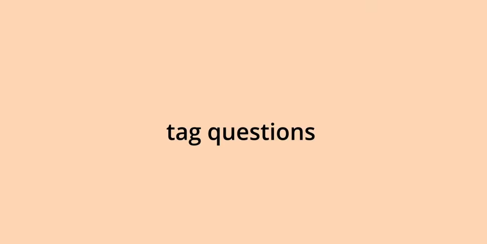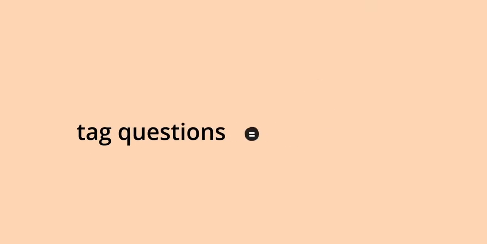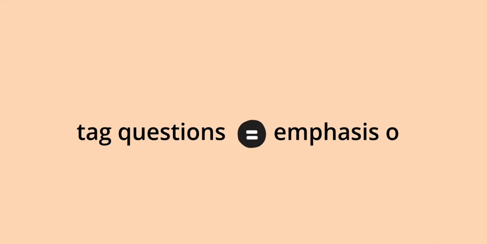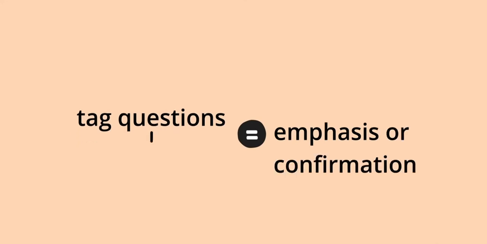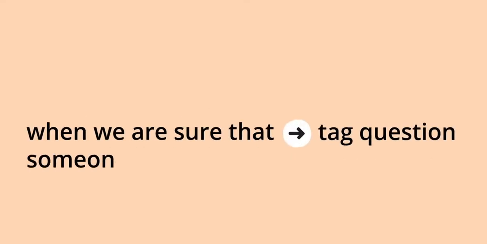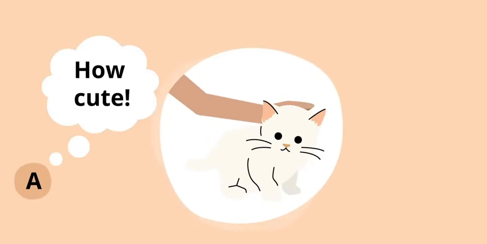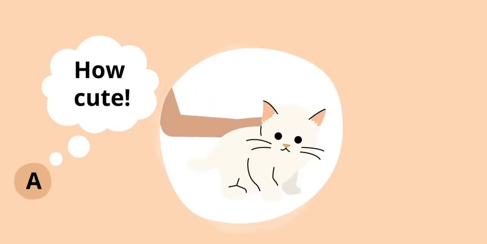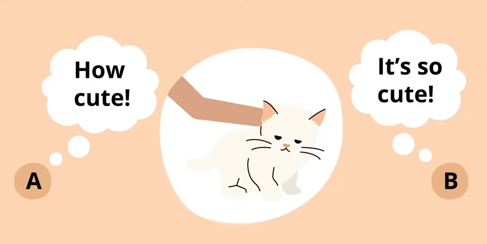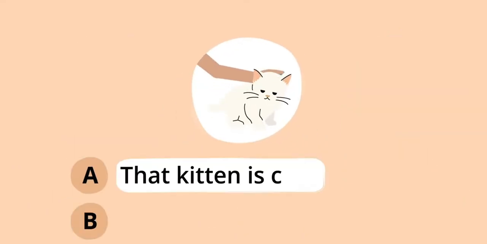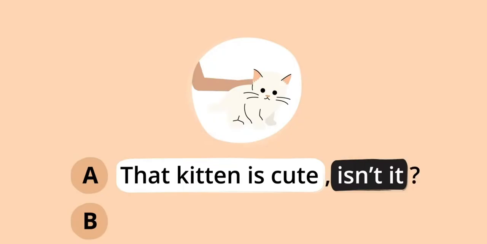Why do we use tag questions in English? We use tag questions for emphasis or confirmation. Tag questions are very common in spoken English. When we are sure that someone will agree with what we are saying, we can use a tag question. For example, if my friend and I are looking at a small kitten and I think it is cute, I would assume that my friend also thinks it is cute. I can ask, "That kitten is cute, isn't it?" And my friend will probably answer, "Yes, it is."